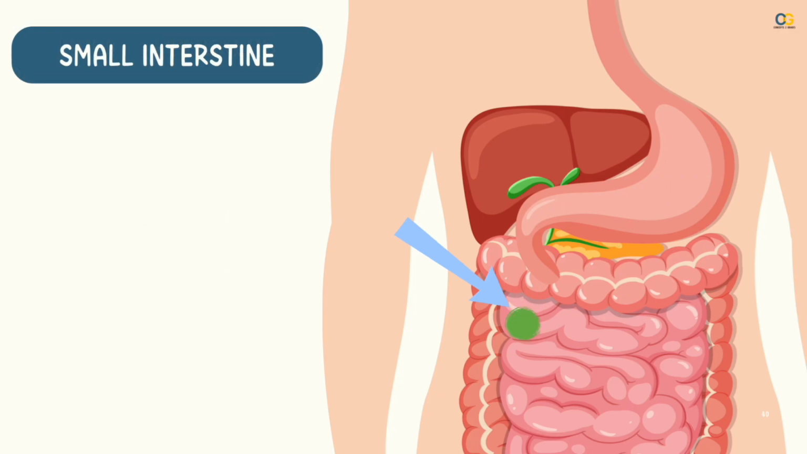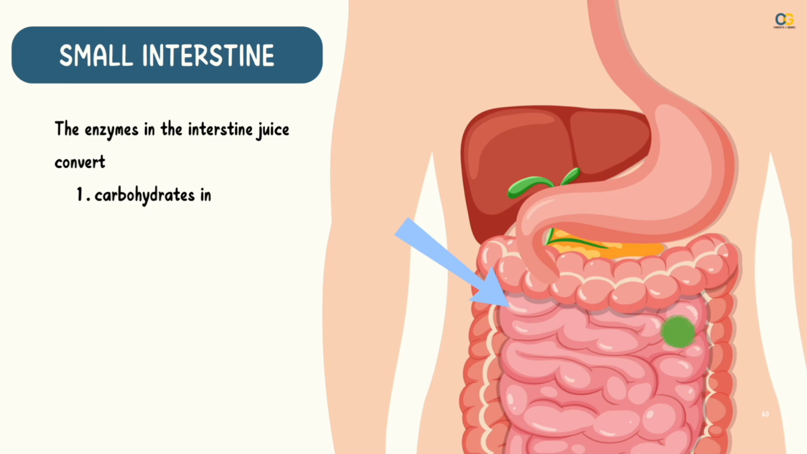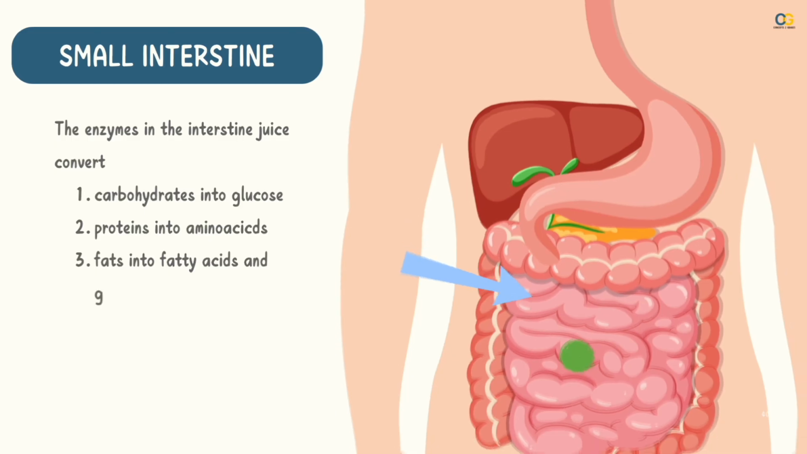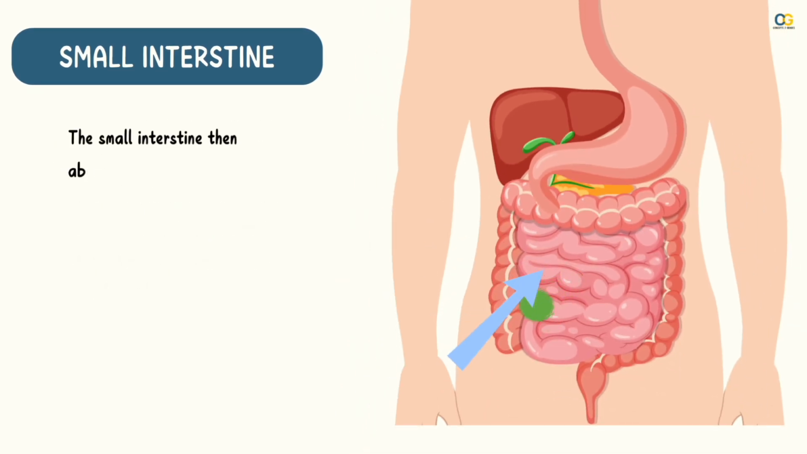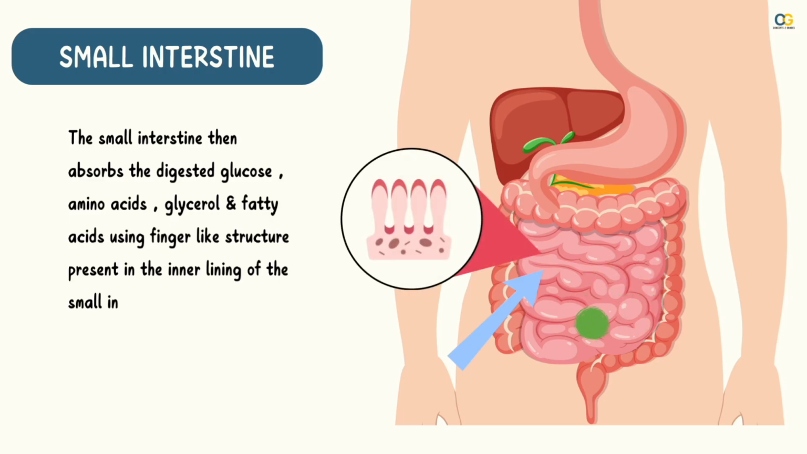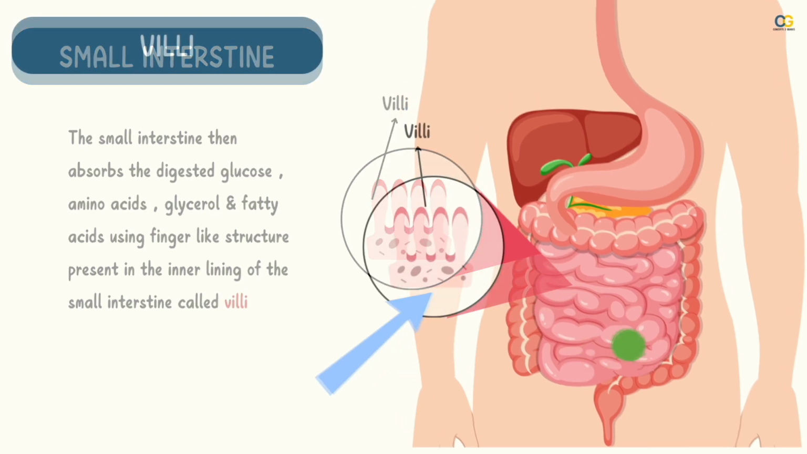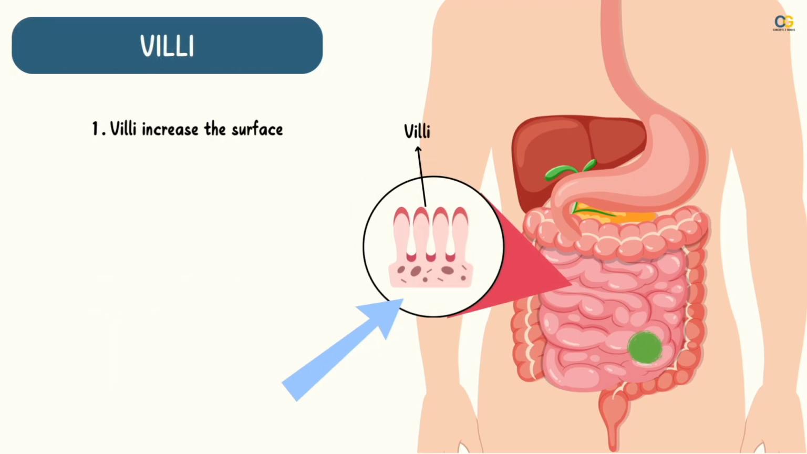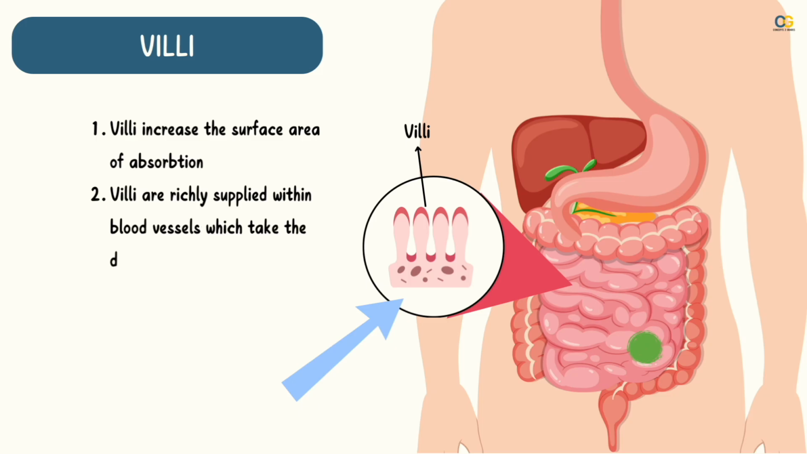Now, once this is completed, the intestinal juice converts these carbohydrates into glucose, proteins to amino acids, fats to fatty acids and glycerol. So, the small intestine then absorbs the digested glucose, amino acids, glycerol, and fatty acids using finger-like structures present in the inner lining of the small intestine called villi. Now, why do we have villi? Villi help in increasing the surface area of absorption, and they are also richly supplied with blood vessels which take the digestive food to every cell of the body.